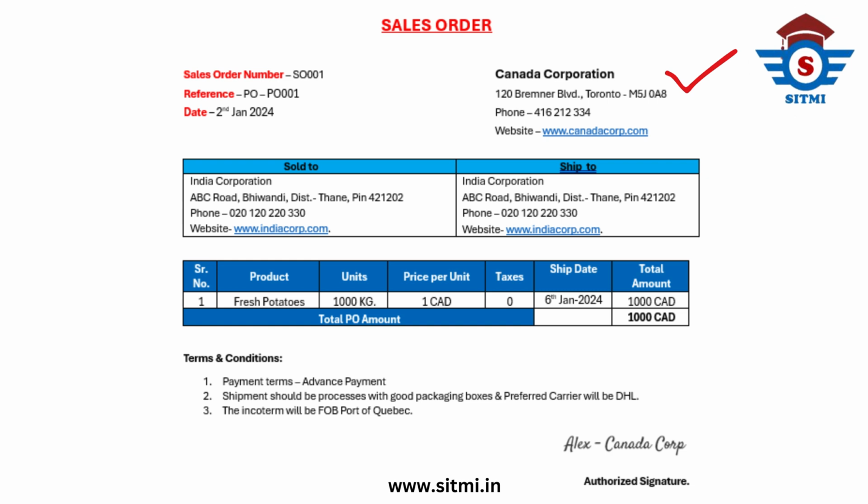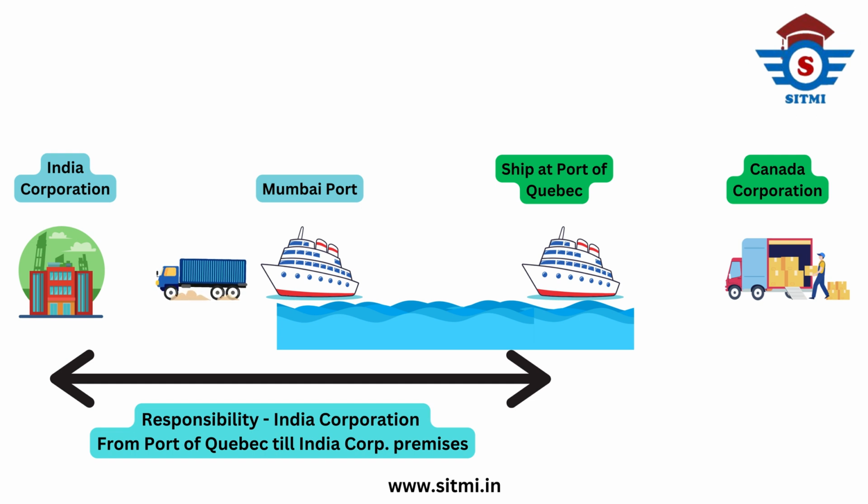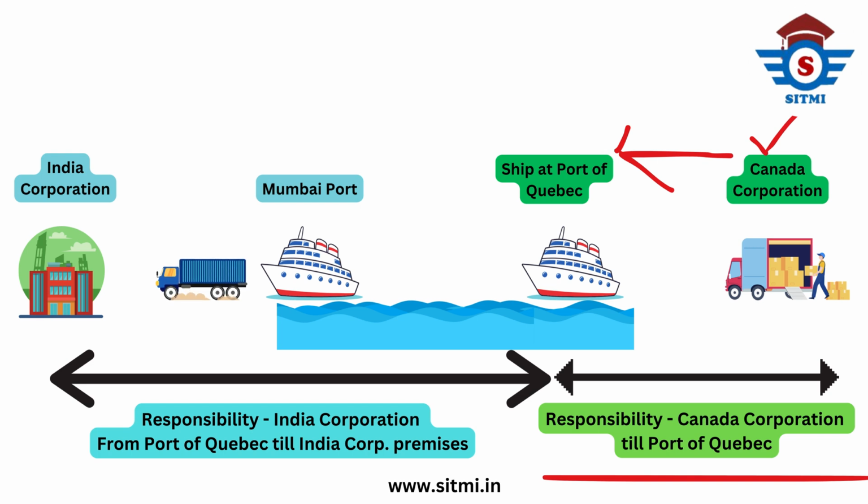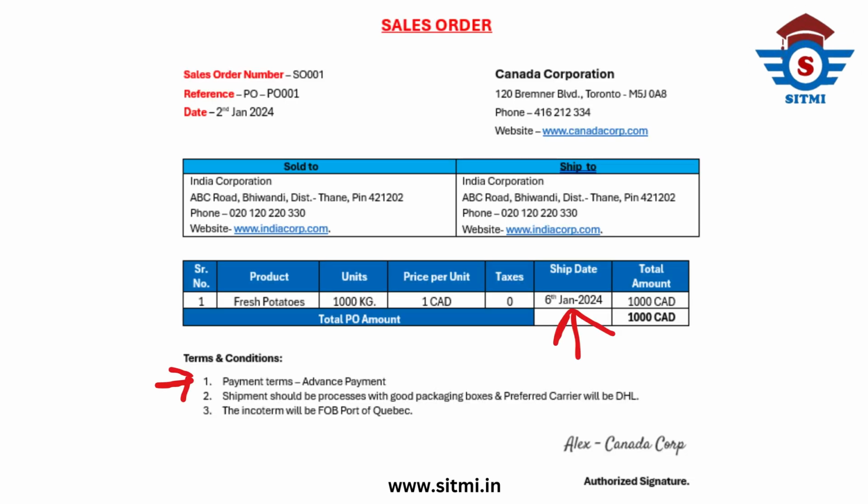In our example, the sales confirmation confirms the sale of 1000 kilograms of potatoes at a rate of $1 per kilogram. Hence, the total sales value is 1000 Canadian dollars. Here, Incoterms is FOB at Port of Quebec, meaning Canada Corporation is responsible for loading the potatoes onto the ship in Port of Quebec. Payment terms is advance payment and the estimated delivery date is 4 days from the date of purchase order, which is also included.